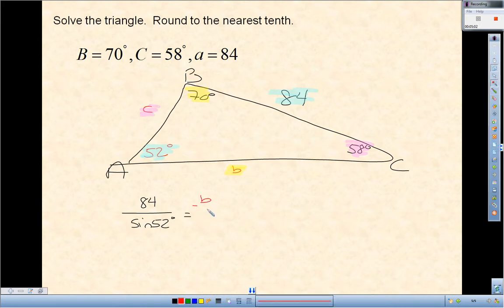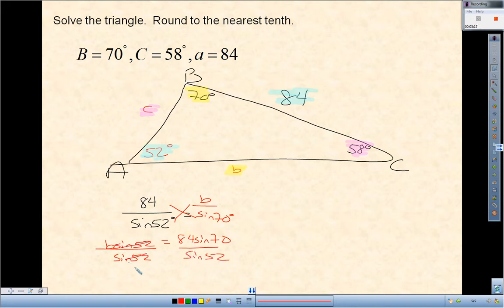I'm going to have B over sine of 70 degrees. I'm going to cross multiply, so that gives me B sine of 52 degrees equals 84 sine of 70. And then to solve this for B, I'm going to divide by sine of 52. And so that'll leave me B is equal to 84 sine of 70 degrees over sine of 52, and that'll give me 100.2 for side B.